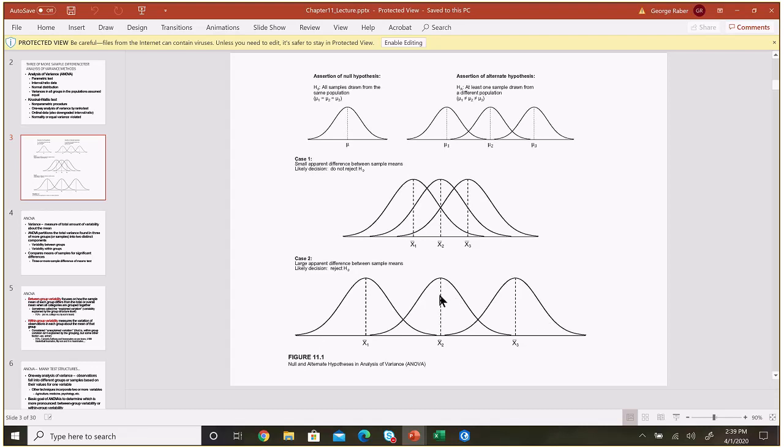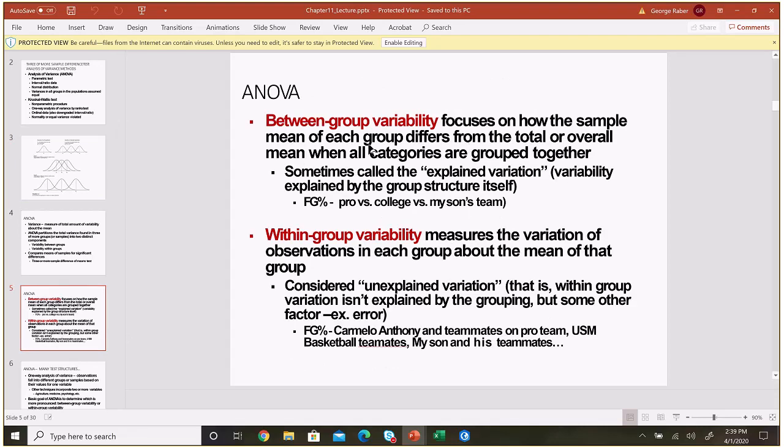Kind of like that. And so how much difference would there be? Okay. Another way to think about that is that sometimes it's called the explained variation. It's the variability explained by the group structure itself. Think of 3 different groups here.